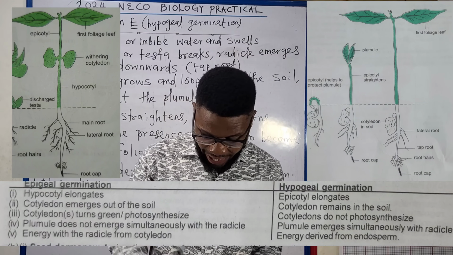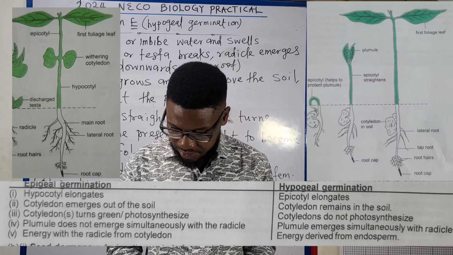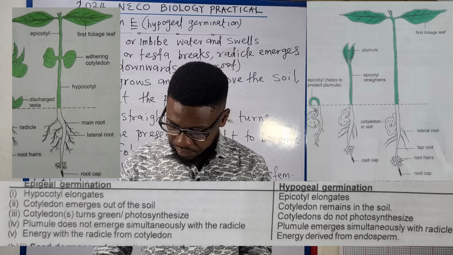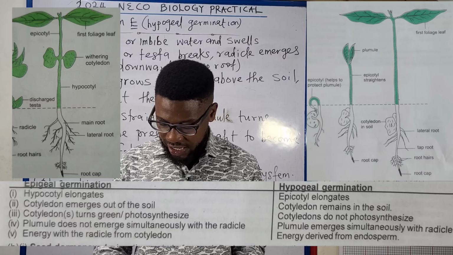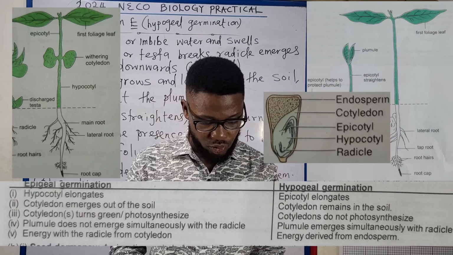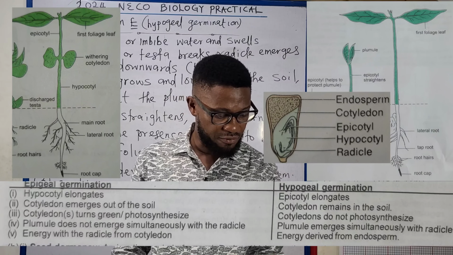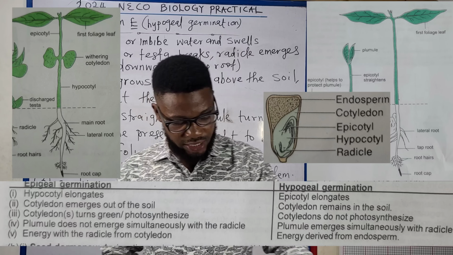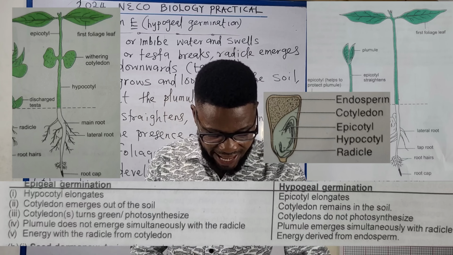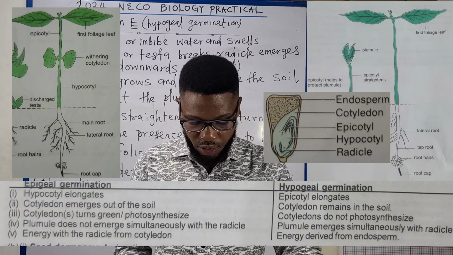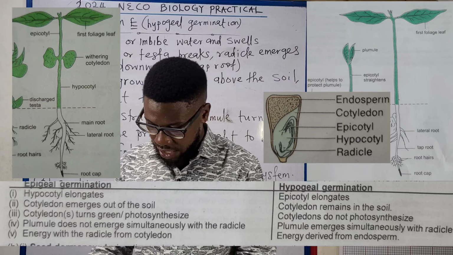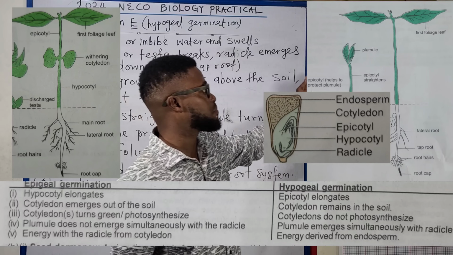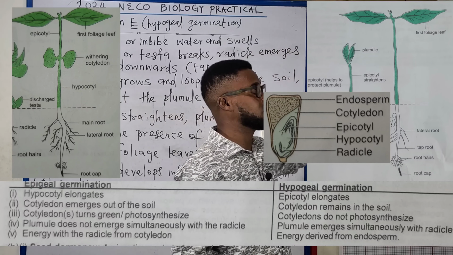Yes, the energy needed here is derived from the cotyledon, and when you look at hypogeal germination, the energy is derived from the endosperm. We talked about it at the start. You can see where the endosperm is here. So the energy that is needed here is going to come from the endosperm, and those are just the major differences between the germination in specimen D and the germination in specimen E.